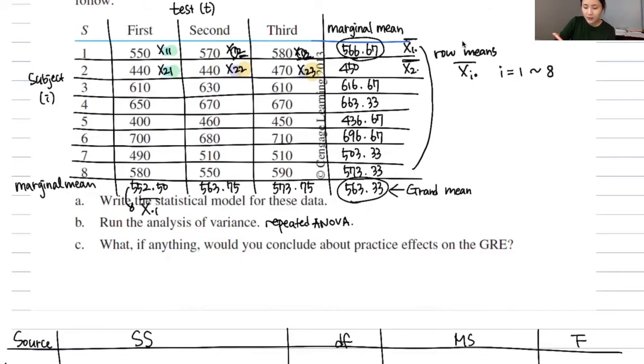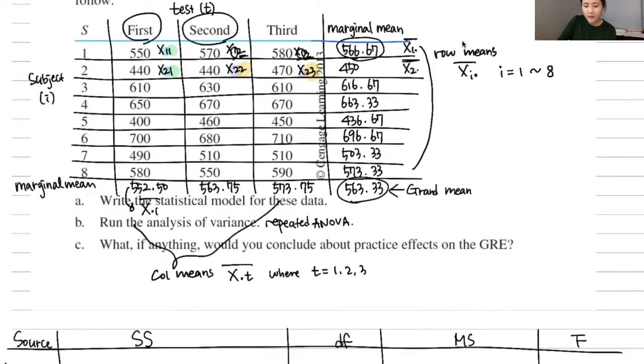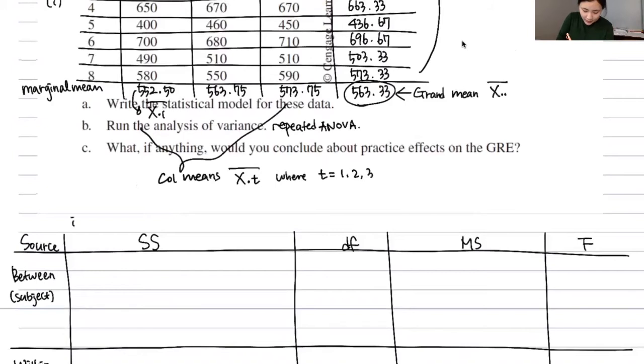we have 8 subjects. And we can rewrite column means as X dot t bar, where t is 1, 2, 3 because we have first test, second test, and third test. And we can write the grand mean as X dot dot bar, the same as we did in the previous videos. We know that i means the number of subjects, and t is the number of tests here.